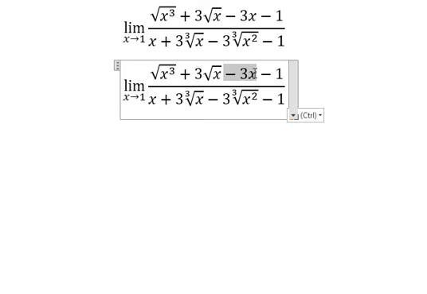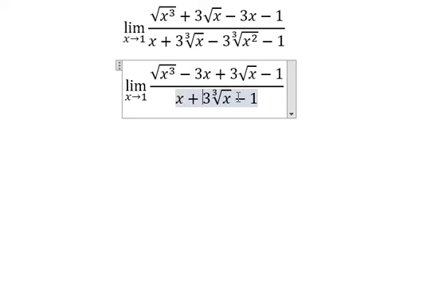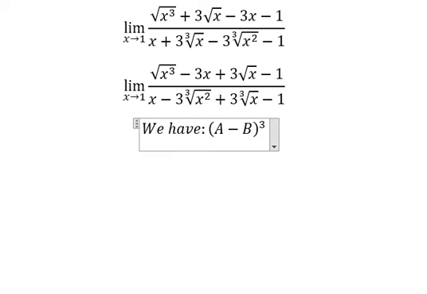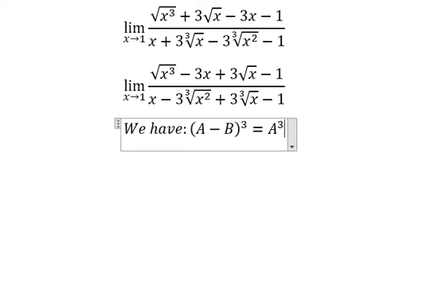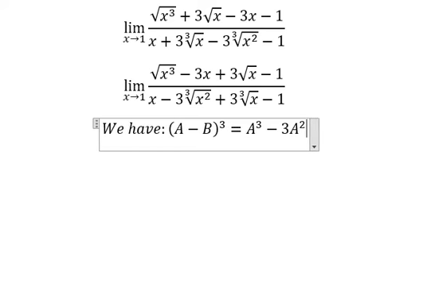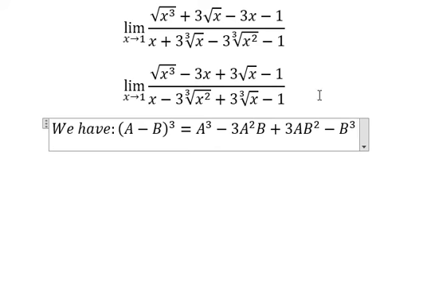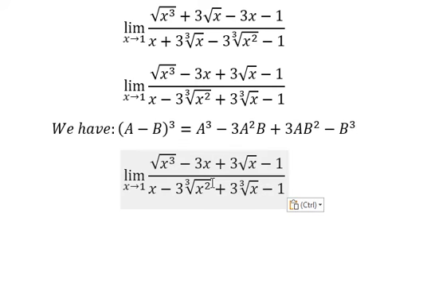I will put about negative 3x going here. Similar for this one. So we have the formula in here: a minus b to the power of 3 equals a to the power of 3 minus 3a square b plus 3ab square minus b to the power of 3. Now we can apply the formula in here and here. So we will have like this.